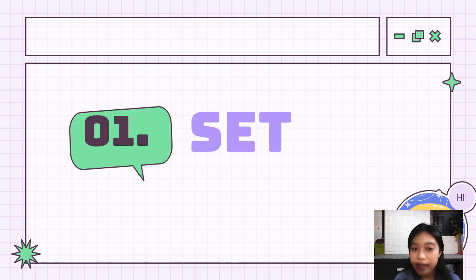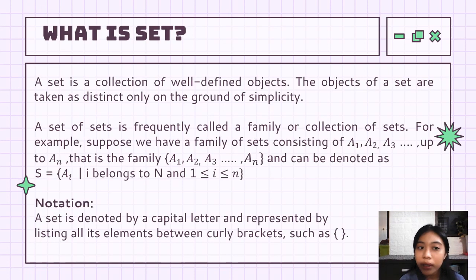So first, set. What is a set? A set is a collection of well-defined objects. The objects of a set are taken as distinct only on the ground of simplicity. A set of sets is frequently called a family or collection of sets.